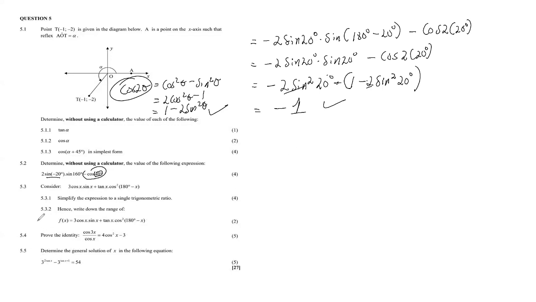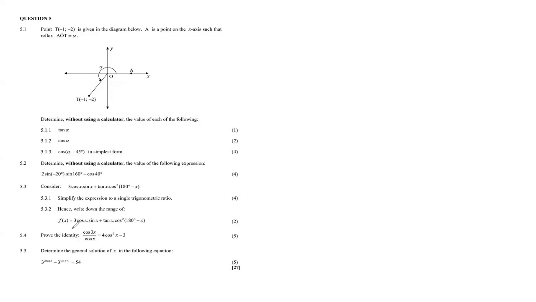And then let's proceed to 5.3. It says consider 3 cos x sine x plus tan x cos squared 180 minus x. Simplify the expression to a single trigonometric ratio, right? Okay, so what we want to do here is just write this 3 cos x sine x, and then at this point we know that the tan x can change to sine x over cos x, right?